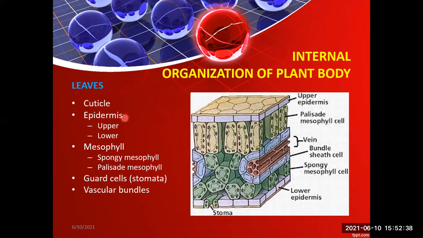The cuticle and the upper and lower epidermis are meant for the protection of the leaf, whereas the mesophyll is for photosynthetic processes and the production of food material. The guard cells and stomata are for gaseous exchange, and the vascular bundles are meant for the transportation of nutrients and food, for the nutrition, growth and development of the plant body.